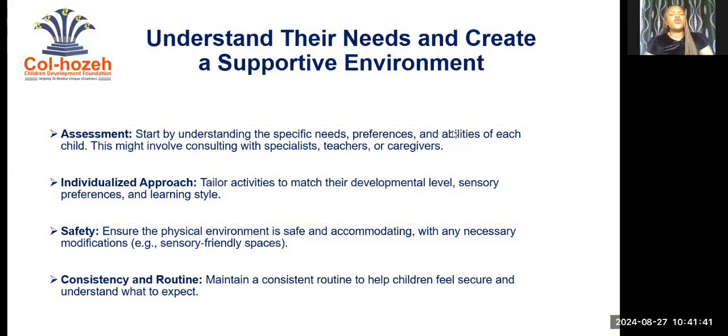Now, safety. Ensure the physical environment is safe and accommodating, with the necessary modifications. What does that mean? First of all, you need to make sure your class is safe. If you're in a classroom where the windows are high, and you have a child that has a tendency of jumping through the window, you need to modify that window area so they don't have a child jumping off through the window, especially if you're upstairs. I know most schools take all these things into consideration, so that you know that the environment is safe.